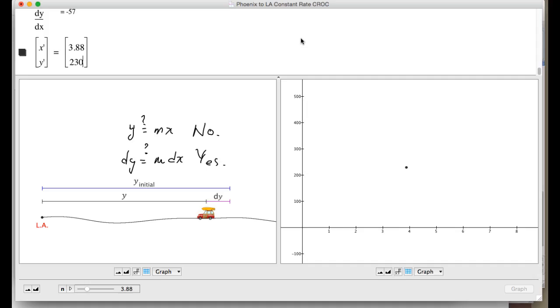All right, Yoselin, what did you say that point meant? What's the meaning of that correspondence? After 3.88 hours of leaving Phoenix, you are 230 miles from LA. How'd she do? Awesome, perfect, right? So it's this correspondence of time since you've left Phoenix and number of miles from LA, and now I'm plotting that correspondence point right here.